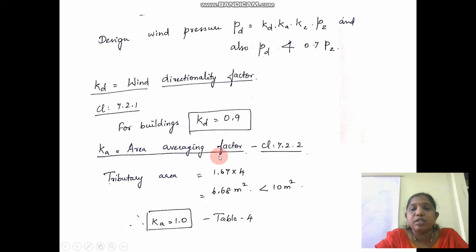For the area averaging factor, you have to find out which member you are going to design. In this case, we are going to design the purlins. Therefore, the area averaging factor depends on the effective area or the tributary area of the purlin, that is 1.67 into 4, which is equal to 6.68 meter square, which is less than 10 meter square. Therefore, my Ka value is 1.